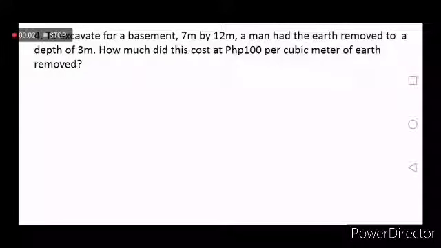Number 4, we need to excavate for a basement 7 by 12. A man had the earth removed to a depth of 3 meters. Okay, so maghuhukay daw ng lupa, siguro magtatayo ng bahay. Ang dimension, 7 by 12. Ang lalim ng hukayan, 3 meters.